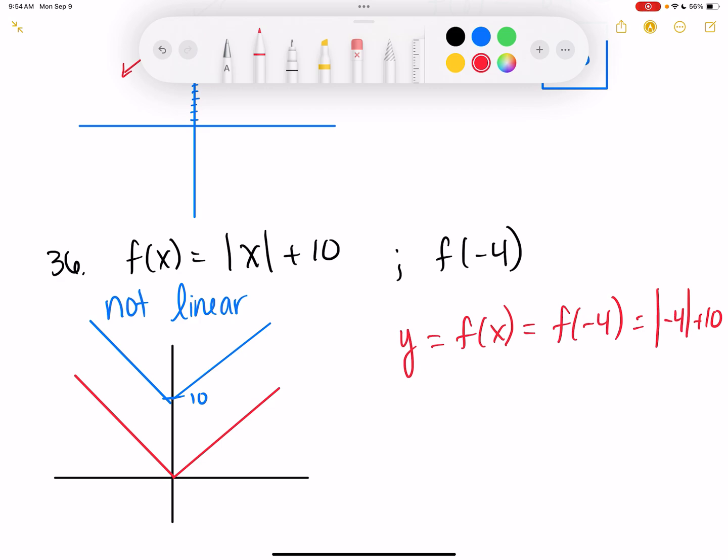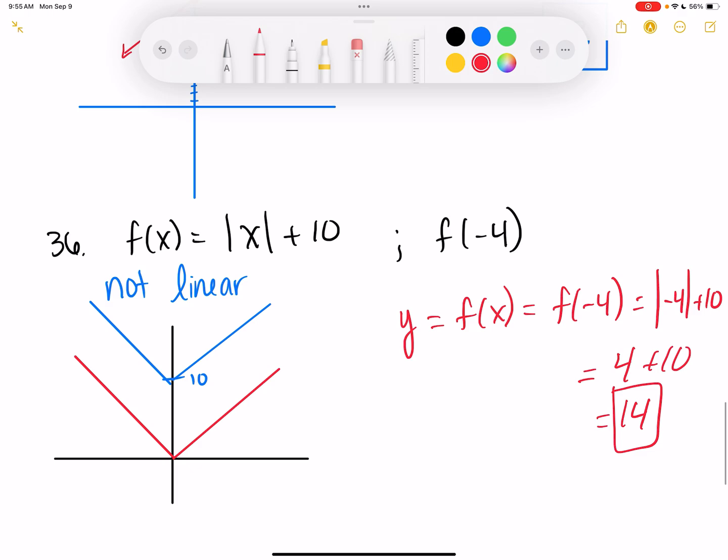So y equals. What's the absolute value of -4? 4. 4 plus 10 is? 14. So that makes sense. When x equals -4, y equals 14. But even when x is 4, it's still 14. So it can't go below.